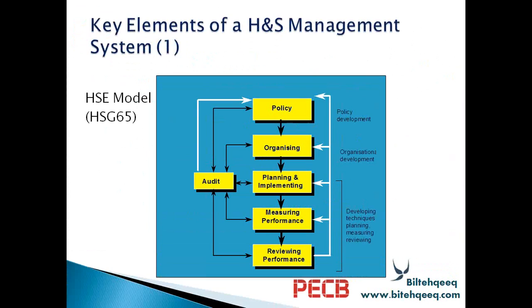So these are the basic elements of any health and safety management system. You have to define the policies, you have to organize the structure, you have to plan the system and implement it, you have to measure the performance, and then you have to review the performance. And you can see this is also a continuous process. The arrows are going upward, and you can change the policy, or even change the organization, or change the plan according to the requirement. So this is also a continuous process.